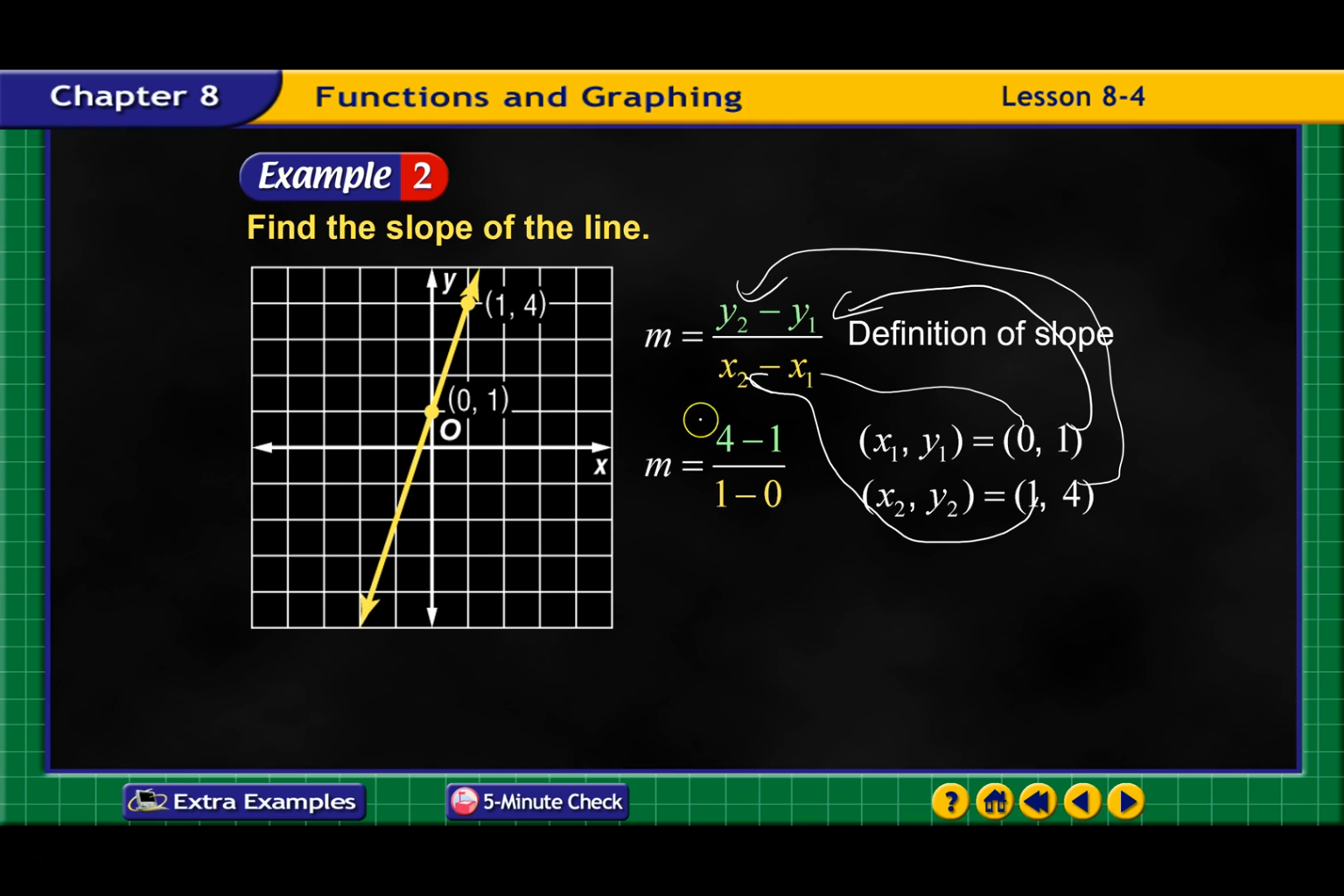Now we do the equation. 4 minus 1 is 3. 1 minus 0 is 1. Gives me 3 over 1, which reduces to 3. So the slope is 3.